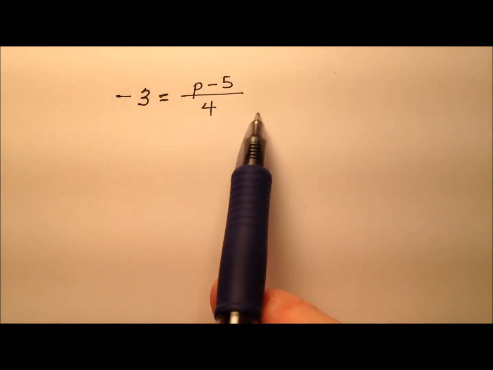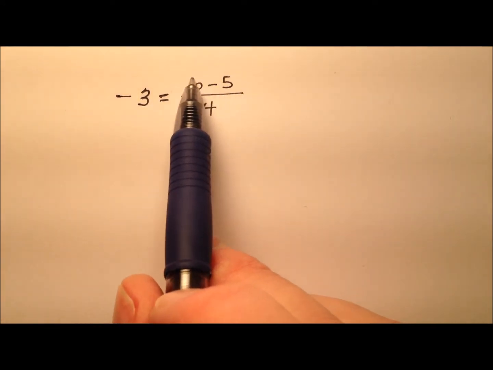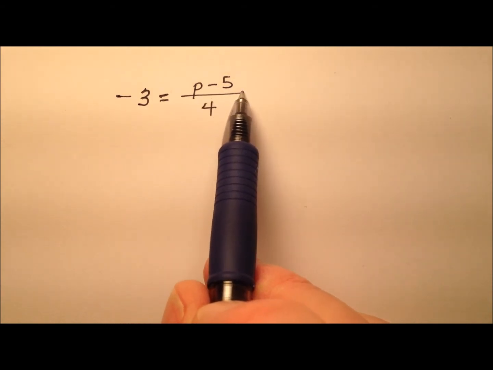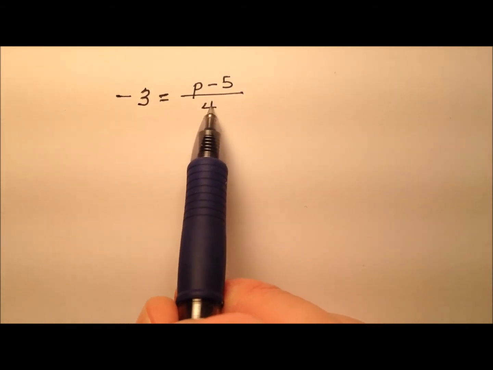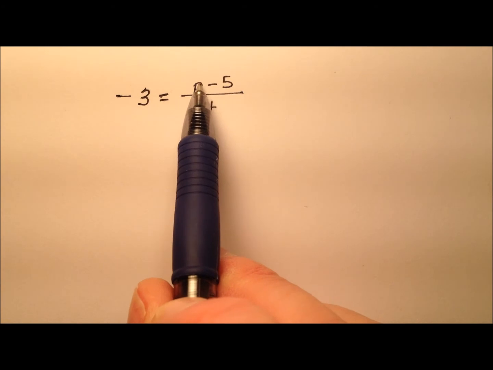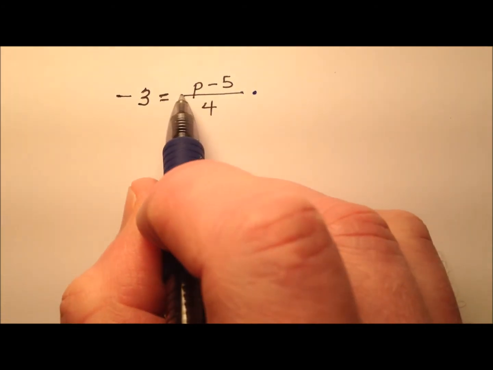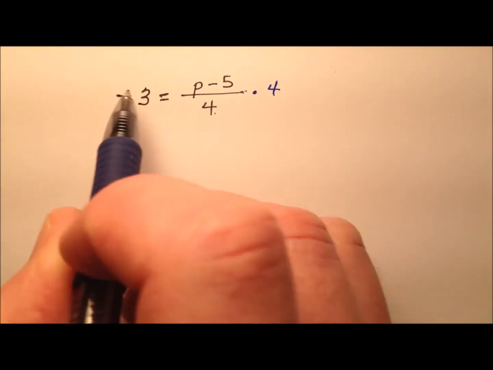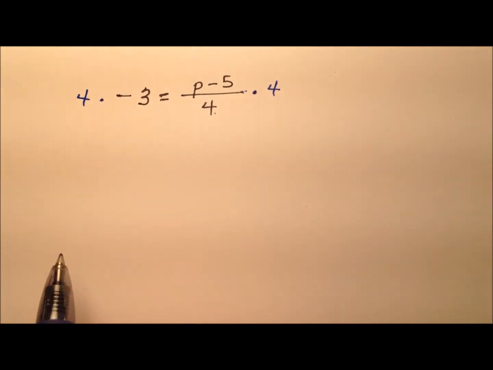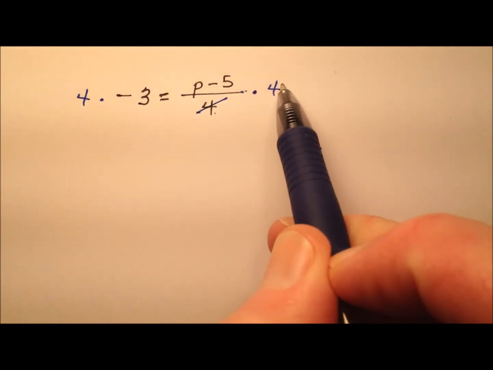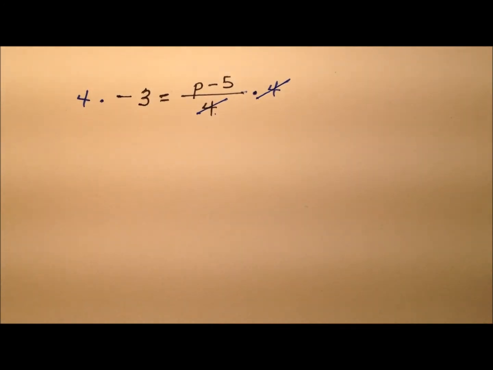Okay, so looking at this equation, it looks like I have a big fraction over here on the right side. So in order to get rid of this fraction and be able to work with the p and the 5 up here, I need to do the opposite of dividing by 4, and I need to multiply both sides of this equation by 4 so as to get rid of that fraction on the right side.